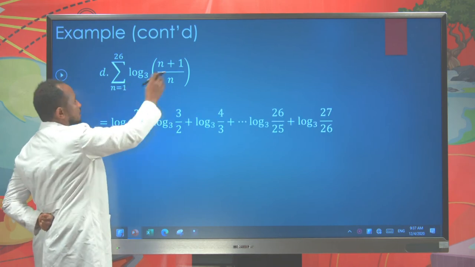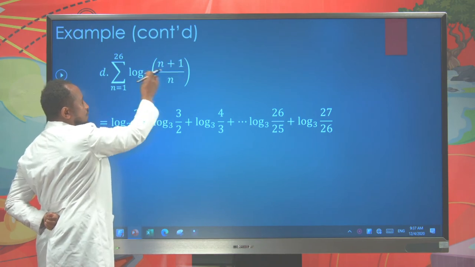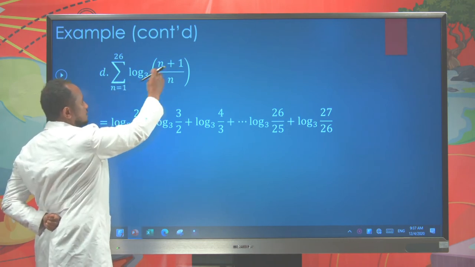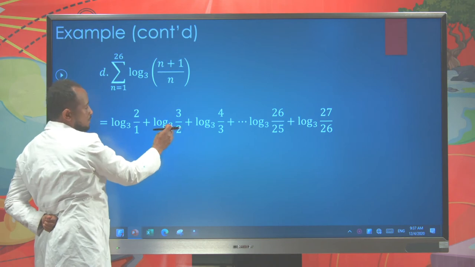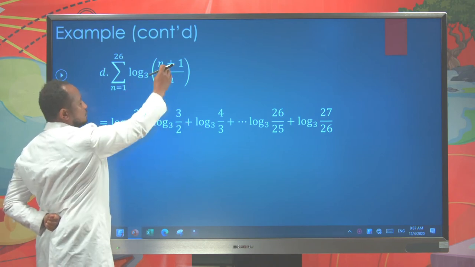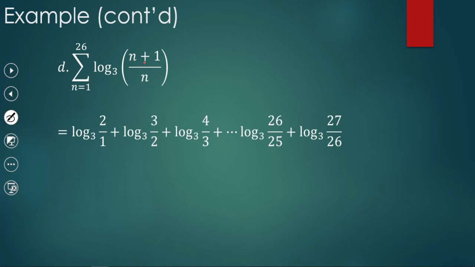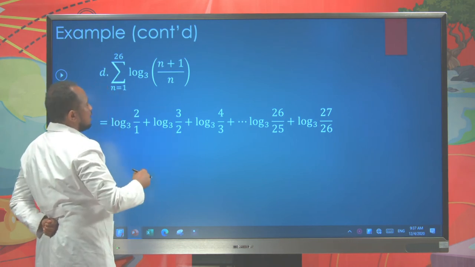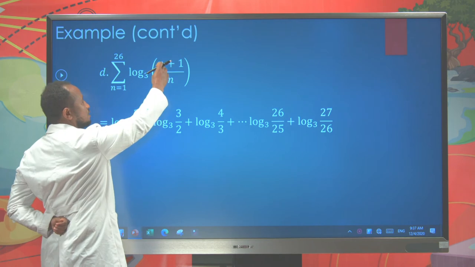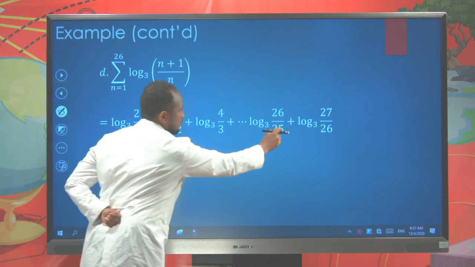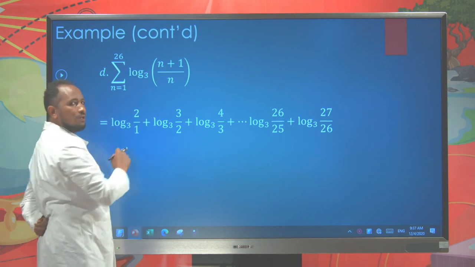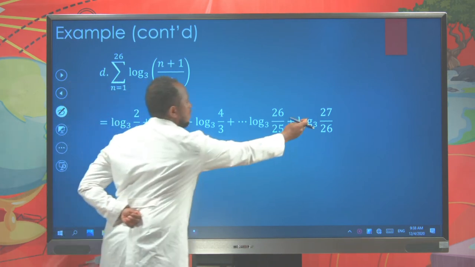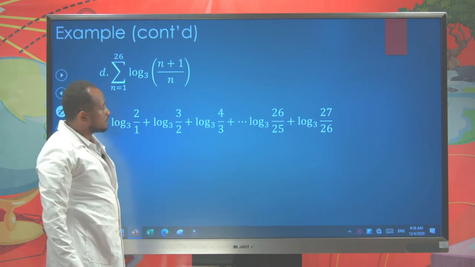First, when you put 1 here, you have the logarithm of 2 over 1 to the base 3, plus when you put 2 here, it is the logarithm of 3 over 2 in base 3, plus when you put 3, 3 plus 1, it is 4 over 3, the logarithm of 4 over 3 to the base 3, plus it goes on like this. So when you put 25 here, the logarithm of 26 over 25. And finally, when you put 26, 26 plus 1 is 27 over 26, so the logarithm of 27 over 26 to the base 3.